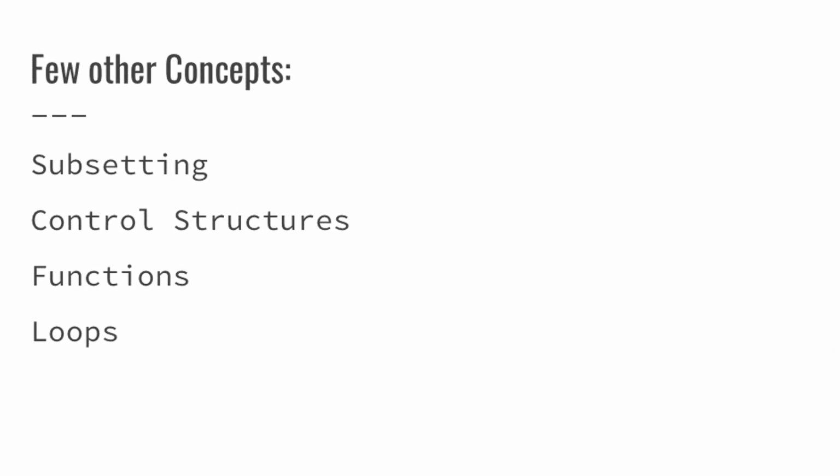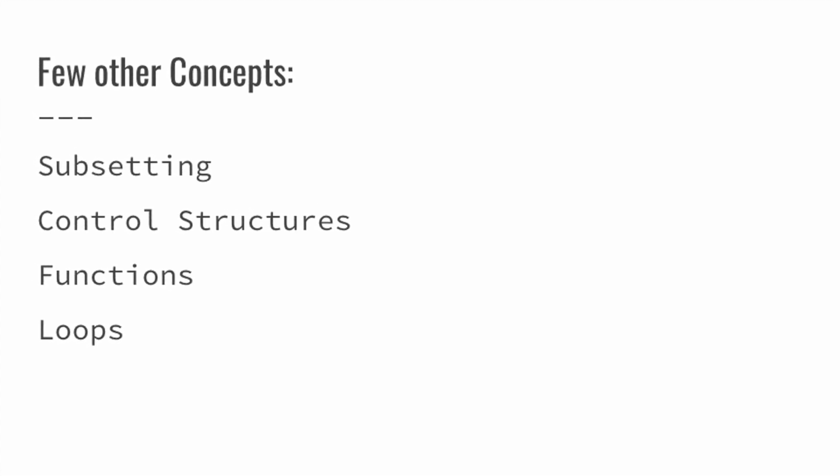So there are a few more concepts that we will discuss in depth in future lessons, and that are control structures. They are used to control the flow of a program. They allow you to perform different actions depending on certain conditions. There are several types of control structures, including if-else statements, for loops, and while loops.